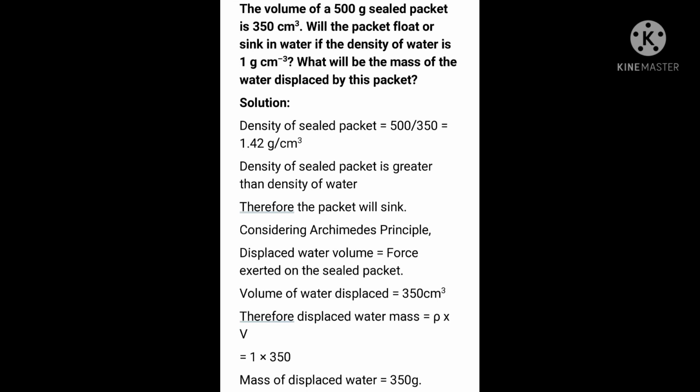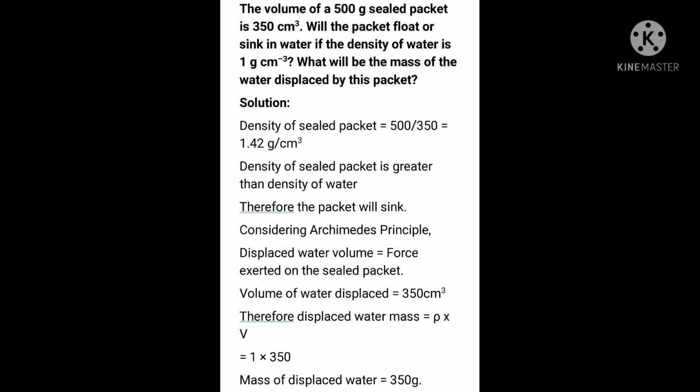The volume of a 500 gram sealed packet is 350 centimeter cube. Will the packet float or sink in water? If the density of water is 1 gram per centimeter cube, what will be the mass of water displaced by this packet? Students, density of sealed packet can be calculated by using formula mass per unit volume.